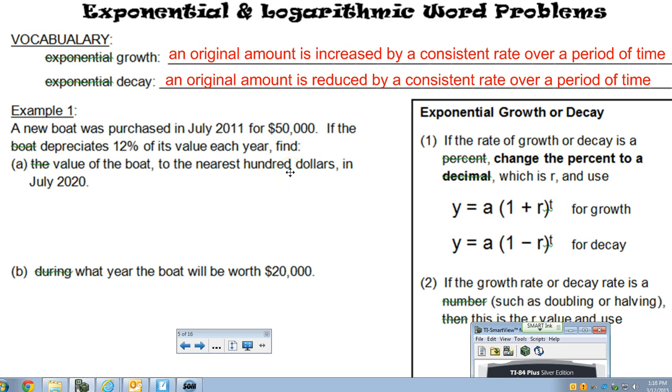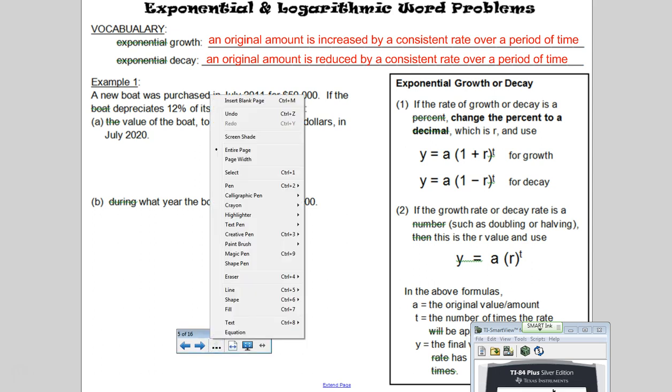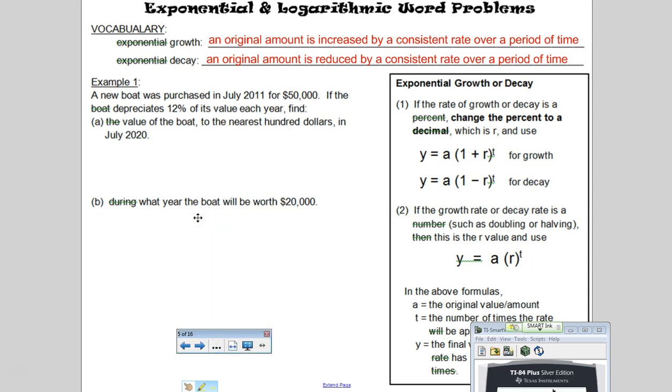Okay, example 1. A new boat was purchased in July of 2011 for $50,000. If the boat depreciates 12% of its value each year, find A, the value of the boat to the nearest $100 in 2020. All right, now I have some formulas off to the side for you. Most of the time I've seen these given to you, but the formula actually comes from what I just demonstrated. When you want to apply a percentage consistently over and over again to the same amount, this is what everything means. You start off with your original amount.